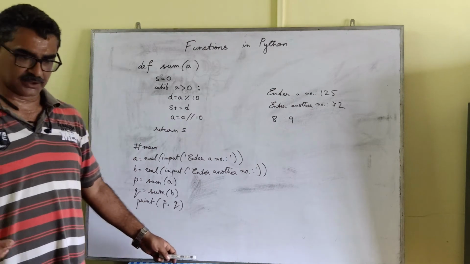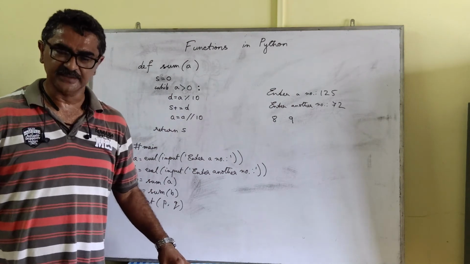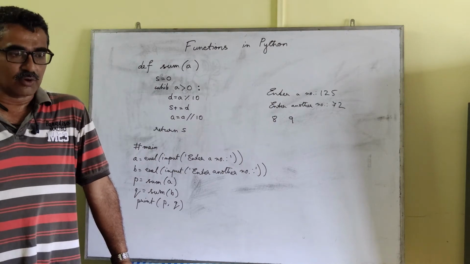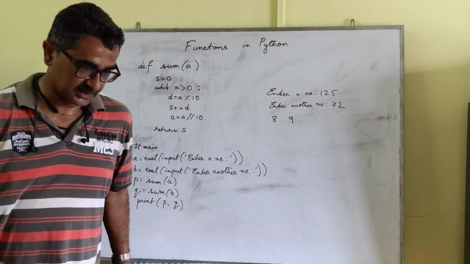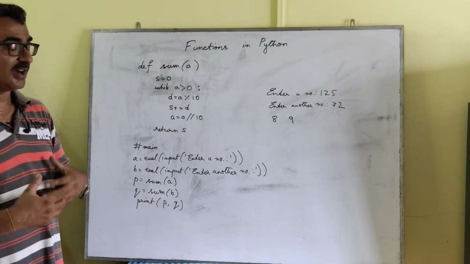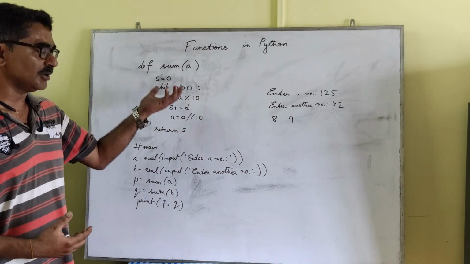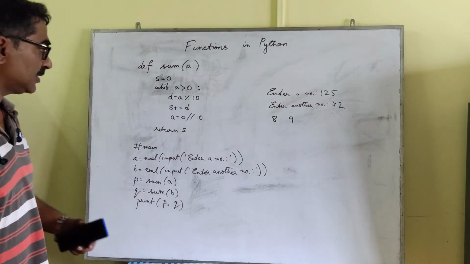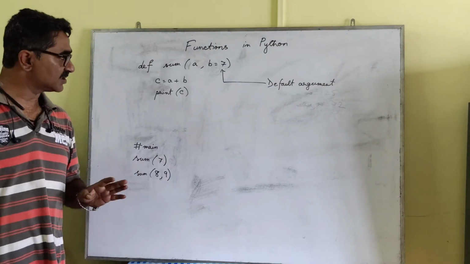Now we'll go deeper further inside functions in Python. There is a concept called default arguments in Python. Default arguments means in case you do not pass a value to a particular parameter, it's going to accept this default argument. I'll give you a small example to illustrate this. Now look at this particular function.